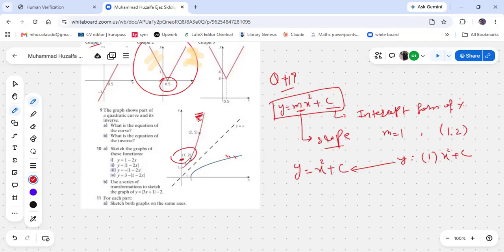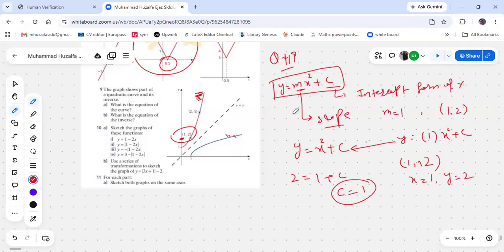We are using this equation. Our pair is 1 and 2, so x is 1 and y is equal to 2. When we put this in, 2 is equal to 1 plus c. So c is equal to 1. Using the generalized equation, m is equal to 1 and c is equal to 1. So this is y equals x square plus 1. Can you understand it?